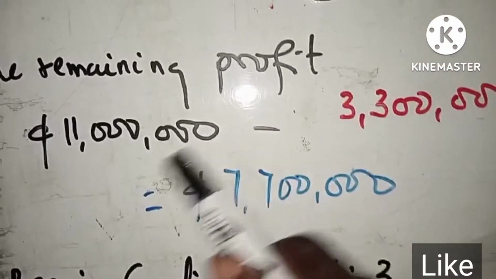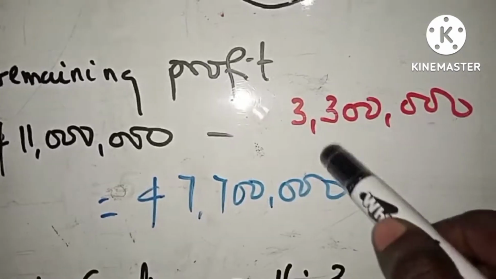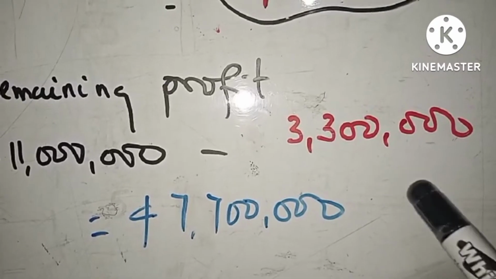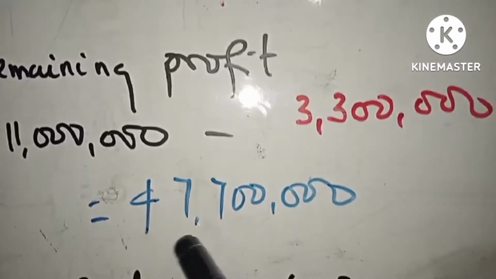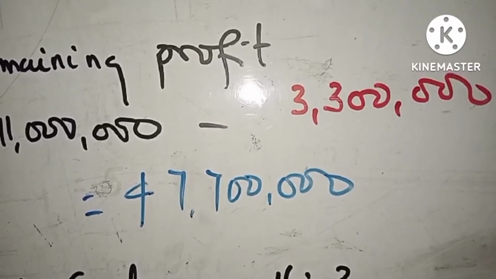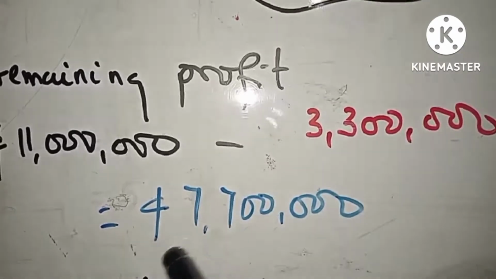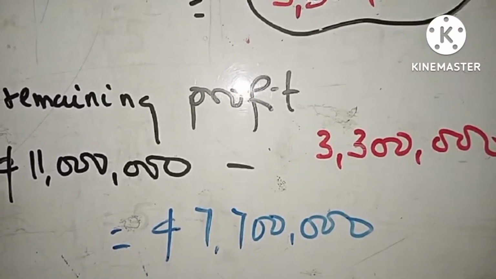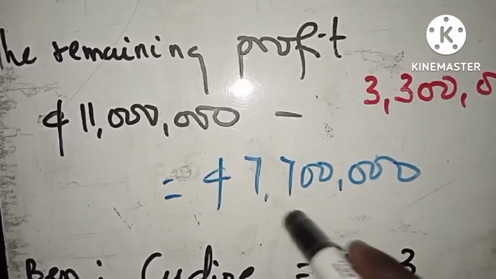So the remaining profit here will be 1,100,000 minus 3,300,000. Is that okay? If you subtract this from that one, you are going to have 7,700,000. Very, very simple and straightforward. So this is the remaining profit that Ben and Kujo are sharing.